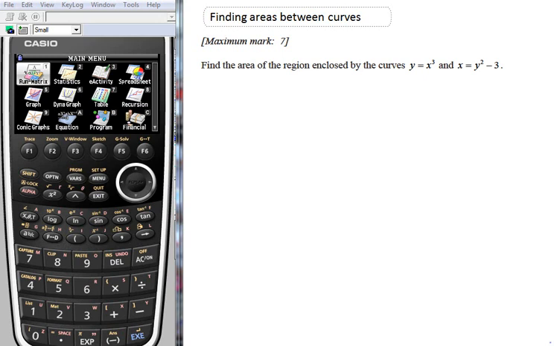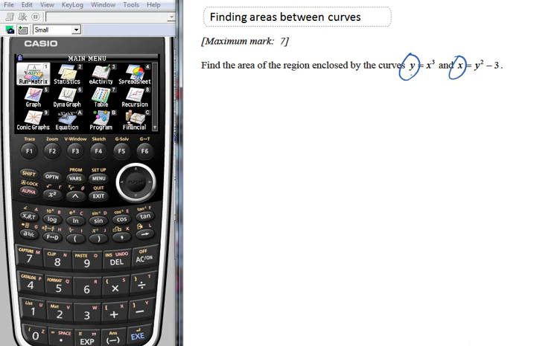So here we have a question typical of the sort of thing that might be on a higher level GDC paper. The problem being that the question has been given and involves two curves. One, the subject is y, and the other one, the subject is x. So let's see what we'd have to do.